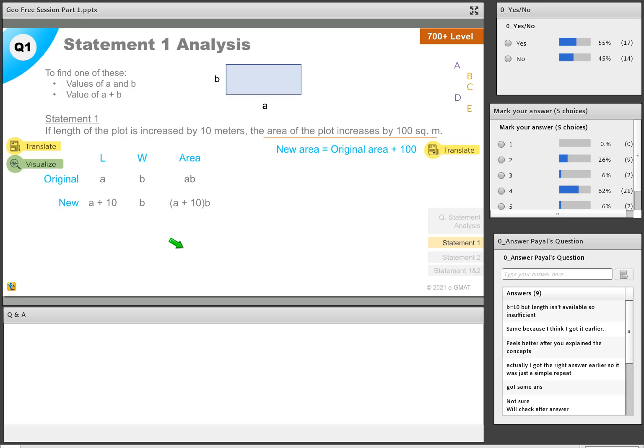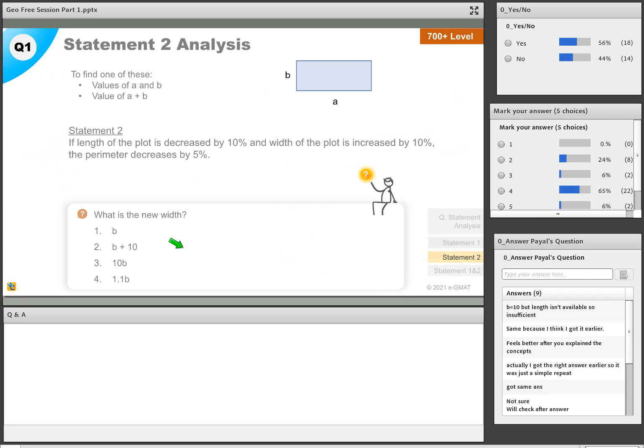New area is equal to original area plus 100. Translation. Very important to do that. Now, you simply plug in the values and what you get is b is equal to 10. So what you're getting from statement 1 is the value of b. If you were not able to get to that point, that means you didn't do a complete analysis of the statement. So you have the value of b, but you don't have any information about a, which means statement 1 is not sufficient, which means that choices A and D are now eliminated.